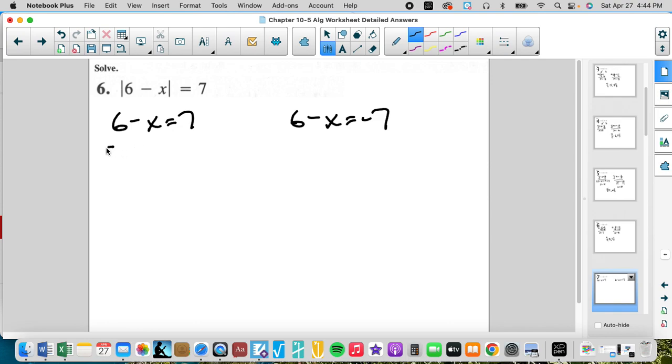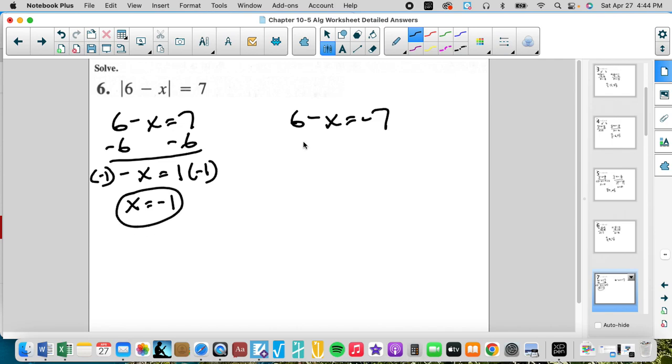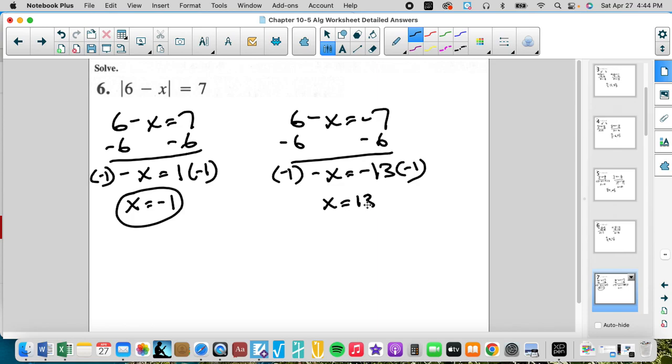Negative 7. We'll solve for x. We get 1. Multiply both sides by negative 1. x equals negative 1. Minus 6, minus 6. Negative x equals negative 13. Multiply by negative 1. x equals positive 13.